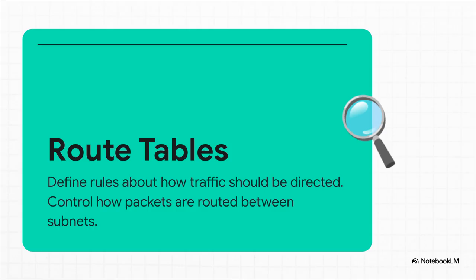So if NSGs are the security guards, then route tables are the building's directory and all its signs. See, by default, Azure is pretty smart, and it routes traffic in the most efficient way. But with custom route tables, you can override that. You can create your own rules that say, hey, any and all traffic from the web server floor that's headed for the internet must go through this special security appliance first. It gives you incredibly precise control over the exact path your data takes.